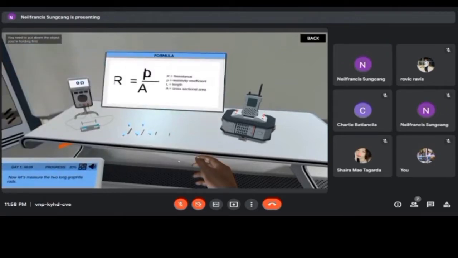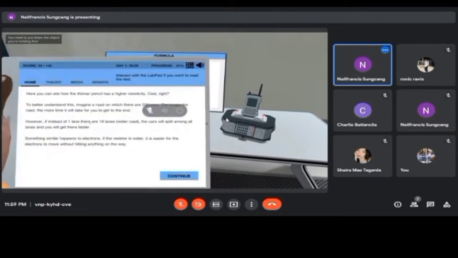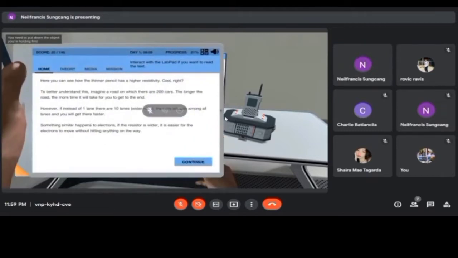Now let's measure the two long graphite rods. Here you can see how the thinner pencil has a higher resistance. Cool, right? To better understand this, imagine a road on which there are 200 cars.